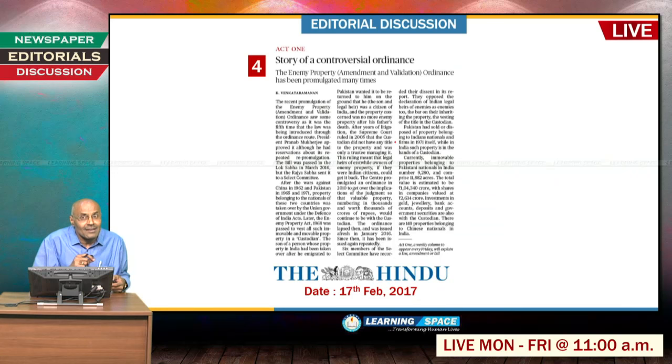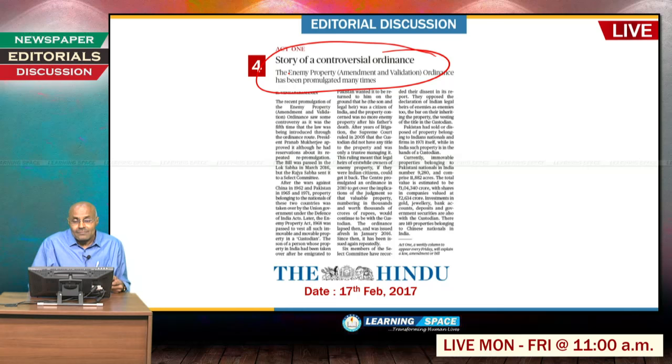And the fourth article is the story of a controversial ordinance. For a few minutes we will spend time on this before concluding today's editorial discussion. Story of a controversial ordinance. This is with regard to the enemy property ordinance. All of you are familiar with this; for the fifth time this particular ordinance was promulgated. The Supreme Court critically commented that it is criminal to pass an ordinance 5 times.